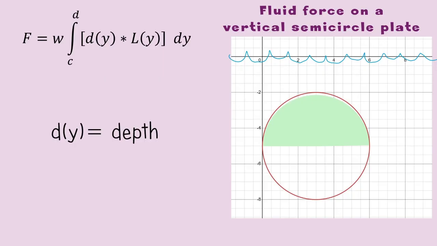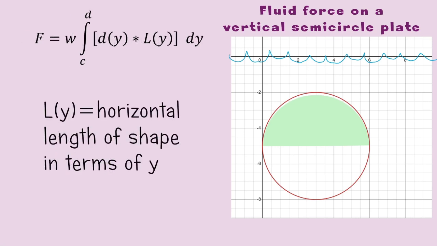d of y, not to be confused with dy, is depth. That's the water level throughout the plate. It has to be a positive number within the limits of the integral. Luckily, in this case, d of y is just negative y. Under the x-axis, we plug in any y value and it turns into a positive number.